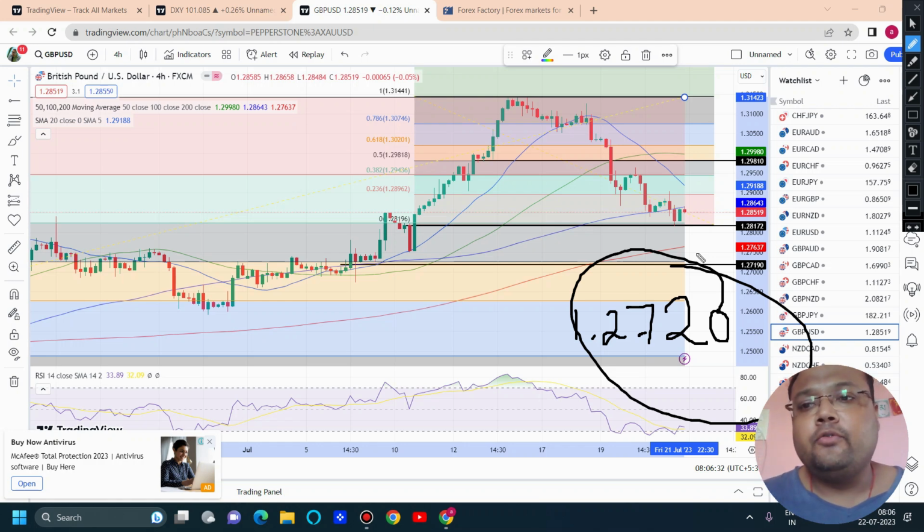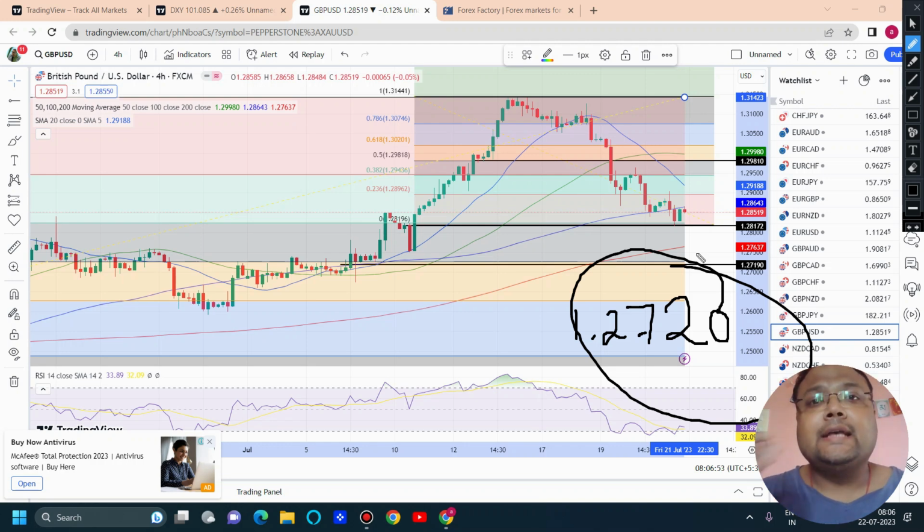The first support is around 1.2763, around the 200 moving average. If the market takes support and bounces, well and good, we can go for a buy. But in case of heavy volatility, heavy sell pressure, the market may break it and we can look for support around 1.2720, 1.2715, the FIBO 50% retracement level.